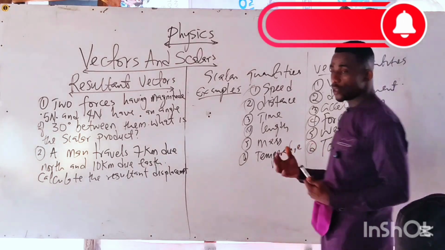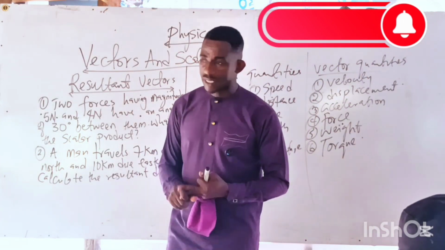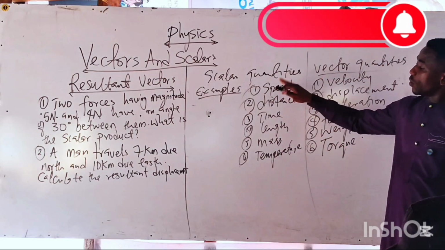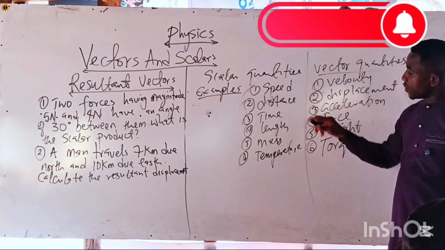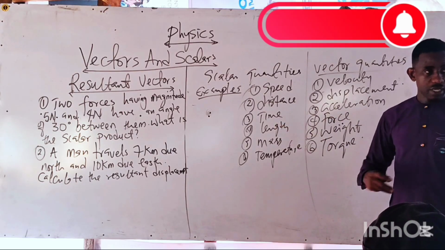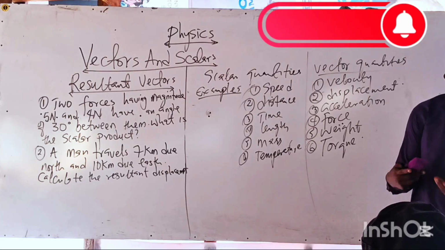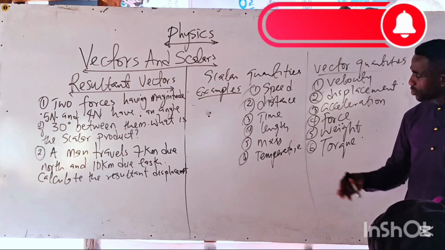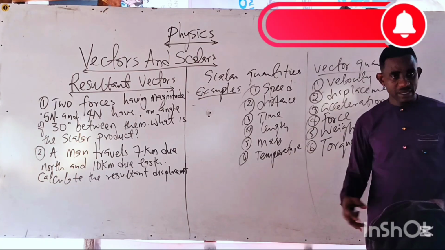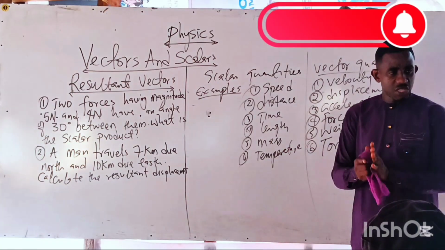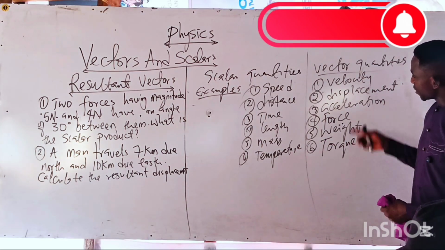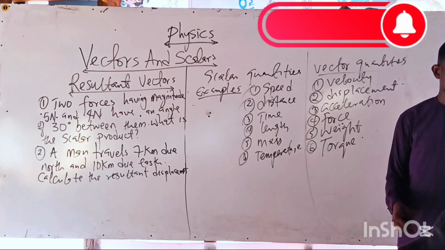Now, we have known examples of scalar quantities and vector quantities. Speed has only magnitude. Distance has only magnitude. Time, only magnitude. You cannot say the direction of time. You don't have the direction of length. We just take the magnitude of length, same as mass. Mass is a constant. It does not have a direction. Temperature does not have direction.